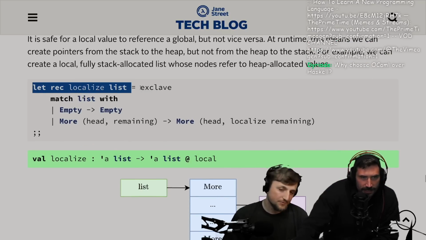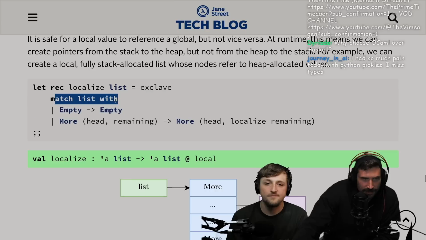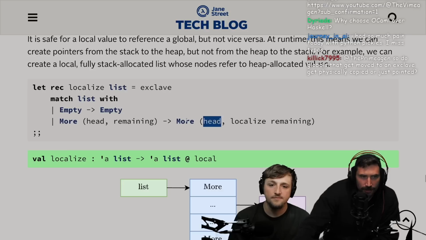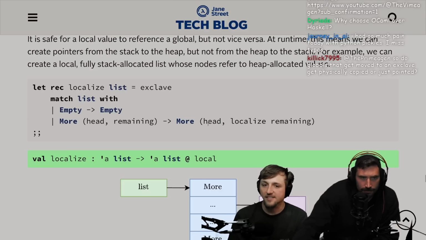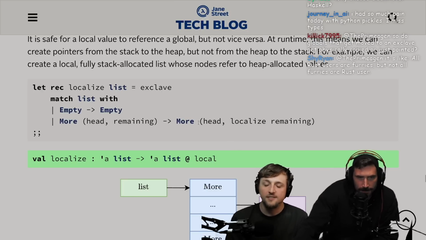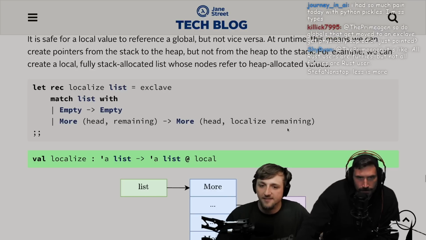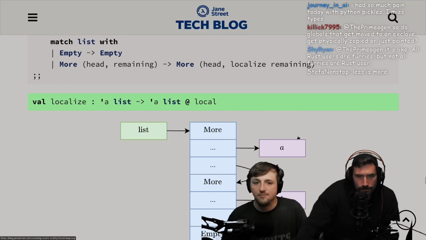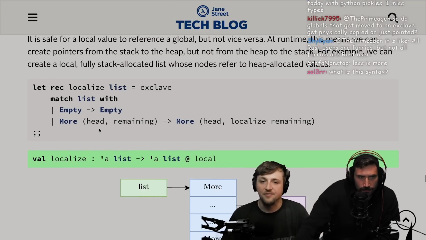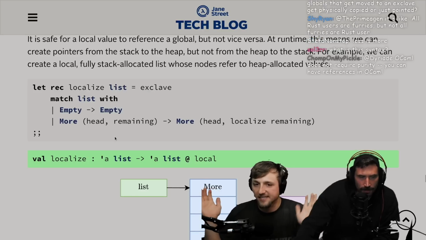Recursive localized list, exclave this list with either empty or the head remaining. We're going to recall. I don't know what "more" does. What is "more"? It's like making an enum. You know how in Rust, if you had a list, you'd have List::Empty, List::More. They don't have the double colon here because they're contained inside of one type, right? So we made this list type and it has empty or more. When you call more, it's not really calling it. It's saying this is more with this data. That's the data that's inside of there.